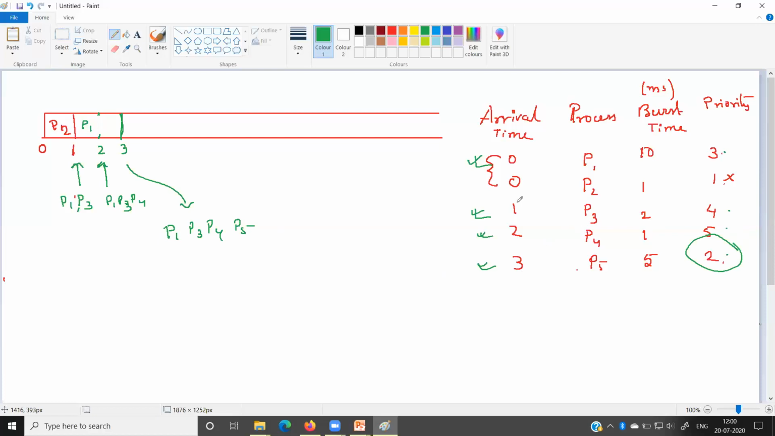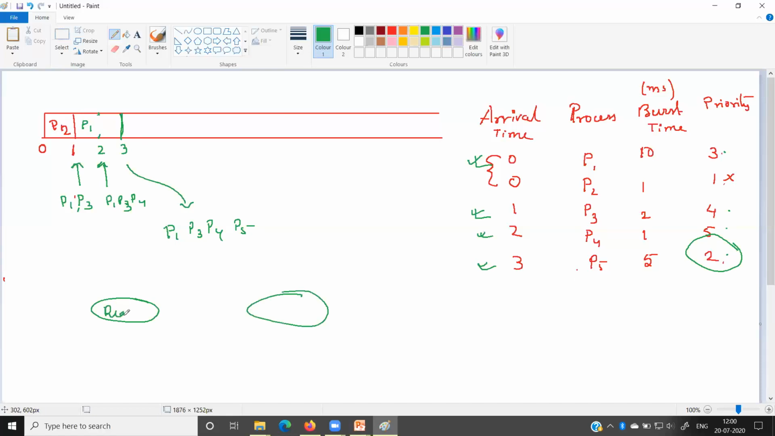So far P1 was continuing its execution, but at this moment we get another process in the ready queue, P5, whose priority value is 2. So we have to forcefully stop the execution of process P1 and send it back to the ready queue. If we draw the process state diagram, it will be very easy to understand.